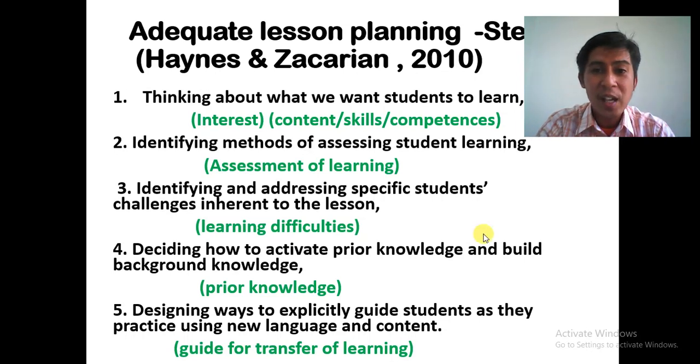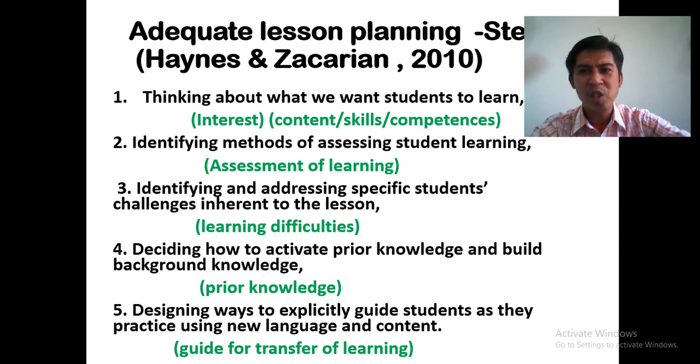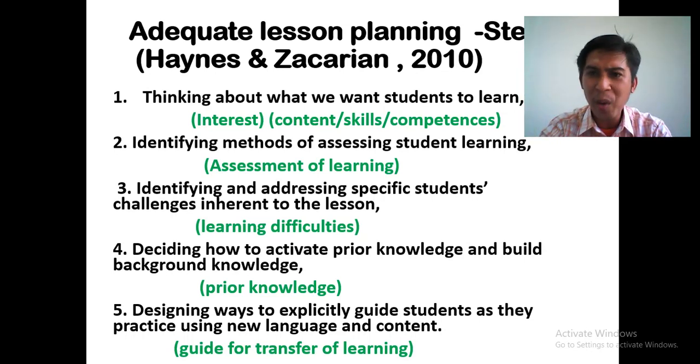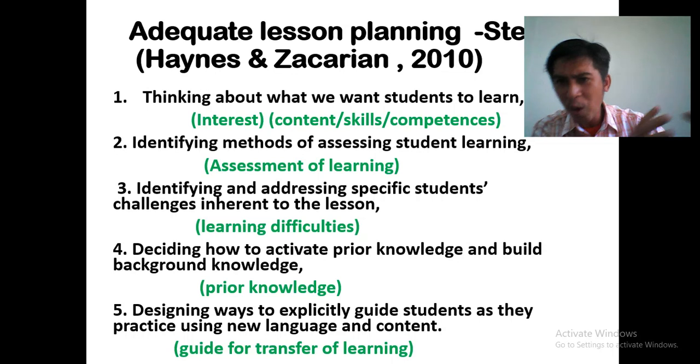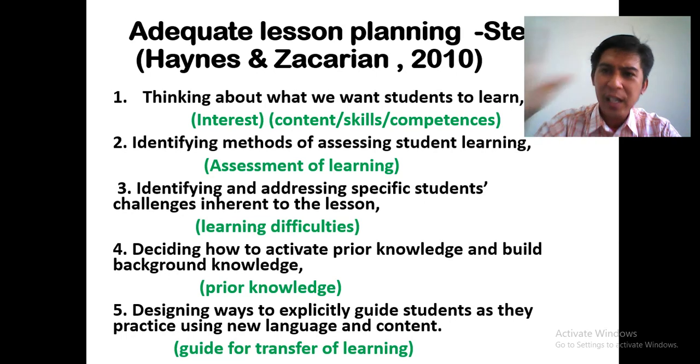Identifying methods of assessing student learning, assessment of learning. We have to consider this in deep design, identifying and addressing specific student challenges inherent in the lesson. The learning difficulties of the students, we also have to address that. That's deep designing. You don't just write and finish. We already have an online module. We have to consider the prior knowledge of the students. We activate prior knowledge and build background knowledge. If they don't understand this, we have to assume all of those. We have to look at those contexts so that we can properly design our lesson.